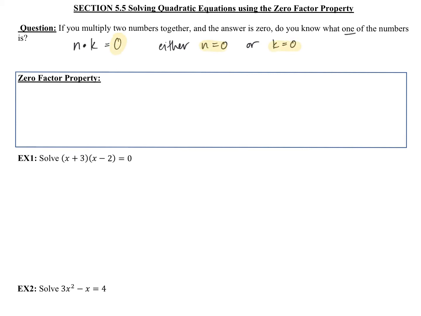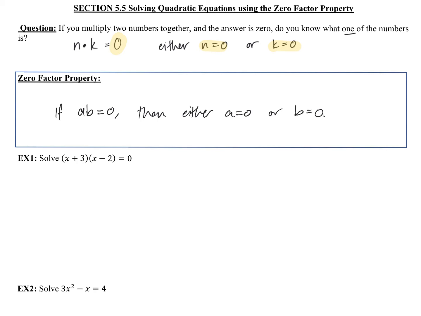And this is the basis of the zero factor property. In the zero factor property, we have the following: if a times b equals 0, then either a equals 0 or b equals 0. Basically, what I explained above. So how does this help us?